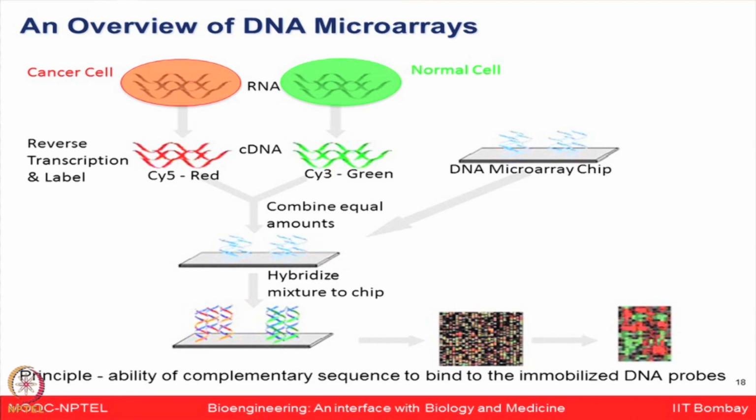They are combined equally, and then they are allowed to hybridize on the chip surface, and wherever they hybridize, looking at the ability of the complementary sequences to bind to the immobilized DNA probes, now you can detect those signals on the DNA microarray. This is conceptually different from the protein microarray, but I am just trying to give you the parallelism of how DNA microarrays have been used for different applications.